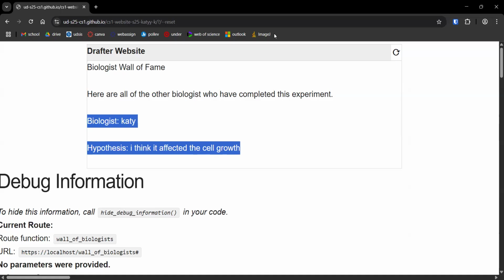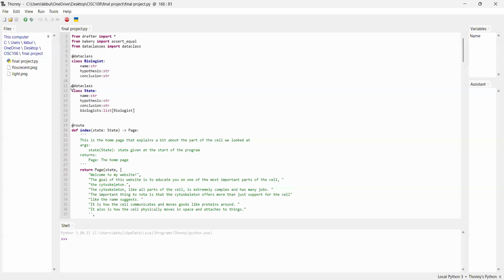I'm going to show you my states. So here we have my states. You can see I have these three inputs that we had in each of the pages. And then biologist is at the end when you get your certified biologist, it takes all three of these states and makes a new instance of a biologist and appends it to the list with these three things. And then at the end, it will display all of the instances of biologists, all of their names and hypotheses on that last page.